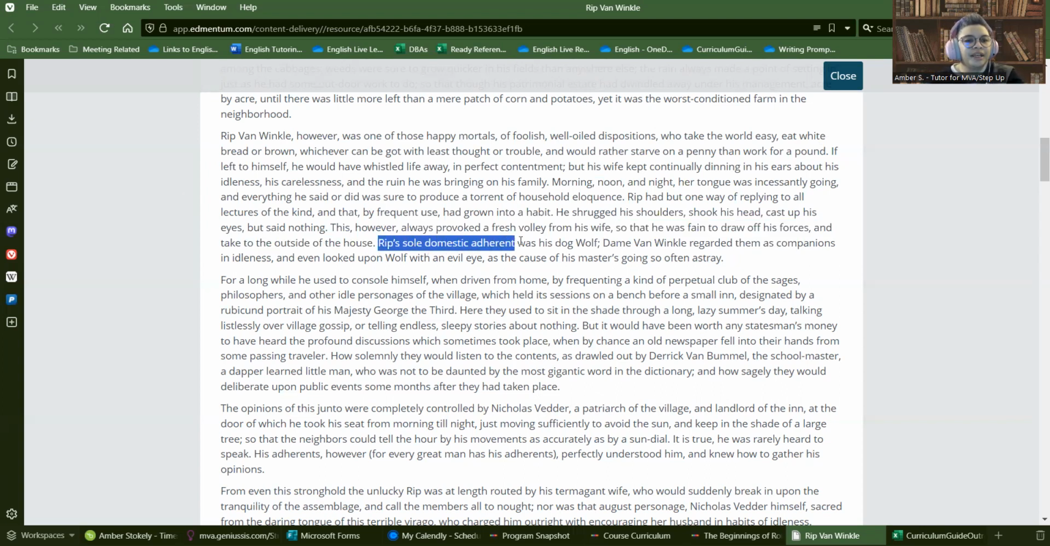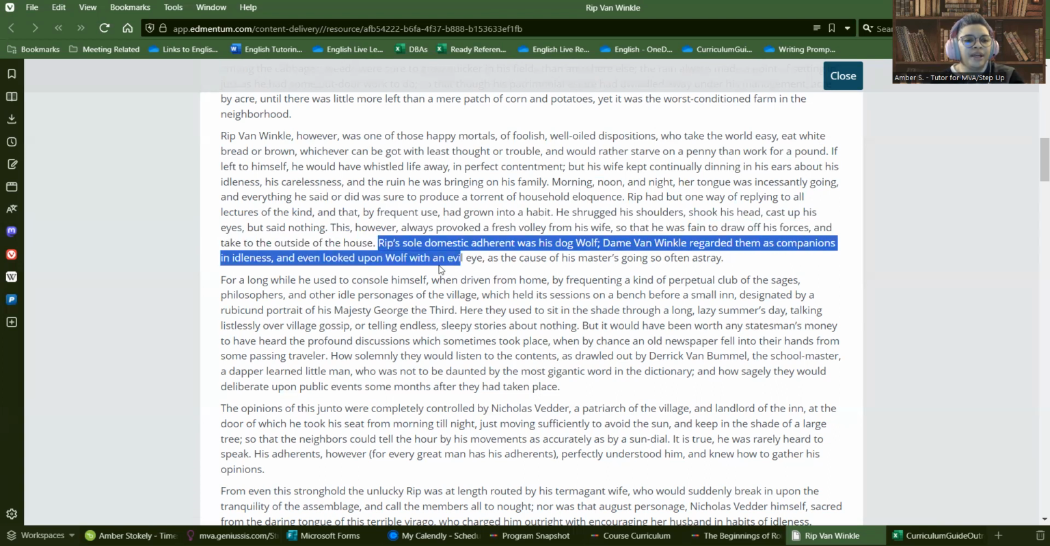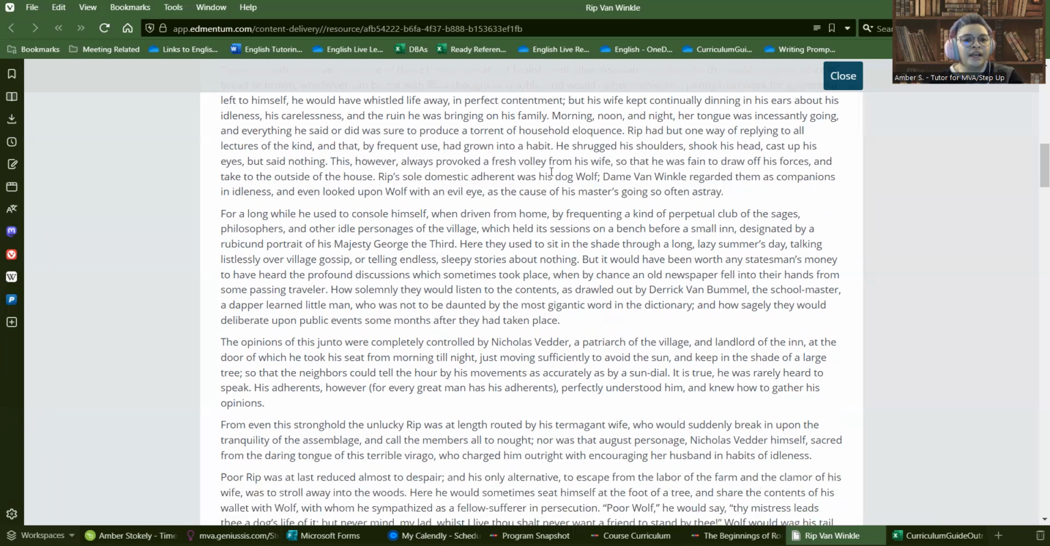Rip's sole domestic adherent was his dog, Wolf. So they're telling you the thing that keeps him coming home. And adherent, when you adhere to something, it means someone who's stuck to you. So his dog is always there. Dame Van Winkle regarded them as companions in idleness, and even looked upon Wolf with an evil eye as the cause of his master's going so often astray. So he and his dog are very much alike, and his wife sometimes blames his dog for how Rip is.